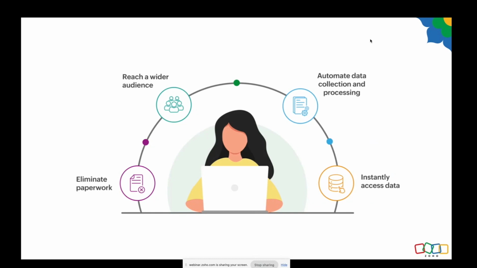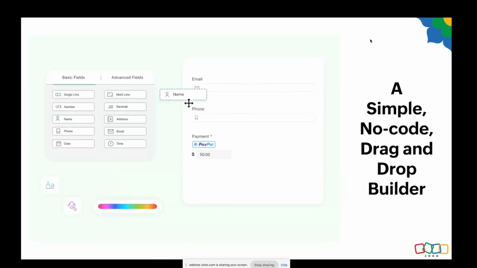To be honest, I've seen a lot of organizations in the past, they used to collect the data in paper, right? So this Zoho Forms application will reduce the paperwork, eliminate the paperwork, and automate your data collection process. And the ability to access the data will also be instant. Zoho Forms has more than 30 fields that can be dragged and dropped. You can simply customize your form by using the themes and have them embedded on your website.